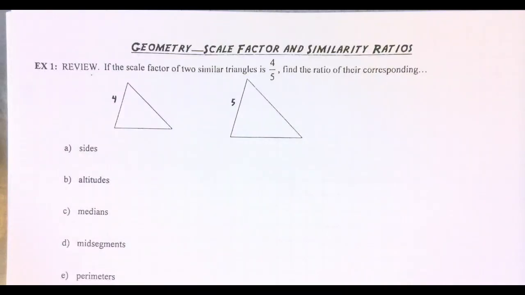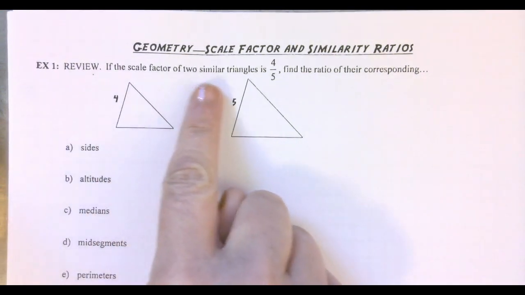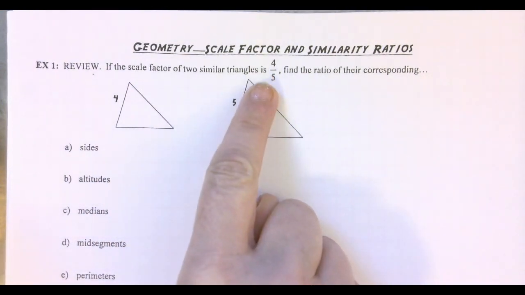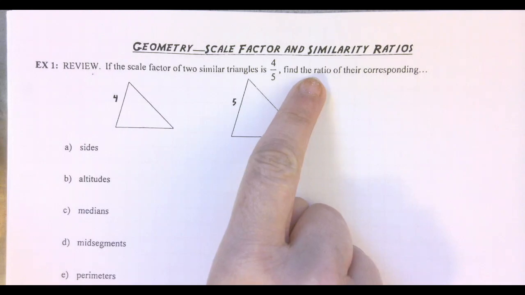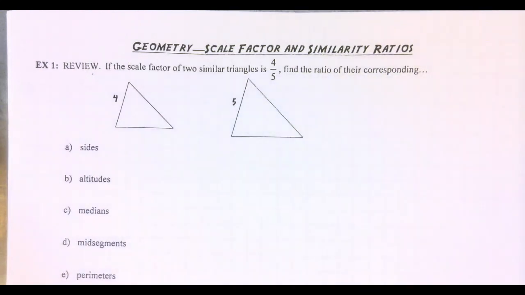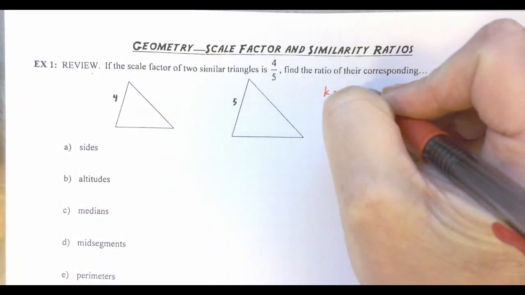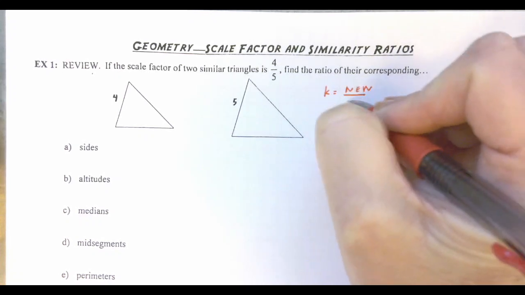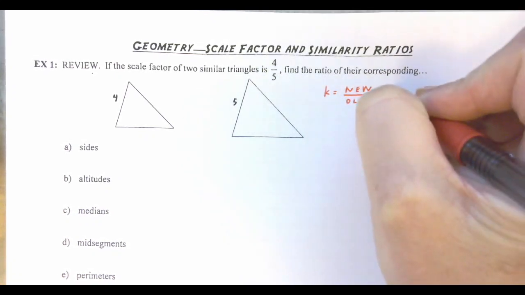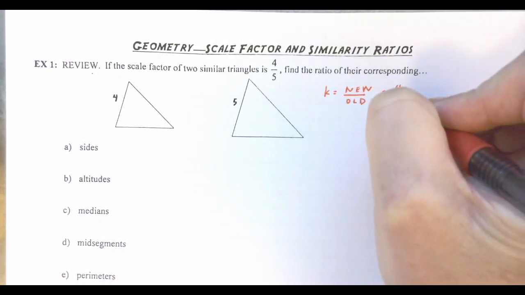All right, so here we're looking at similarity as it relates to 3D figures. I'm going to start off today with a little review. If the scale factor of two similar triangles is 4 to 5, find each of the following ratios. Looking at this visual, I'm told that the scale factor is 4 to 5, and I know that's the ratio of the new to the old. So that is 4 to 5.